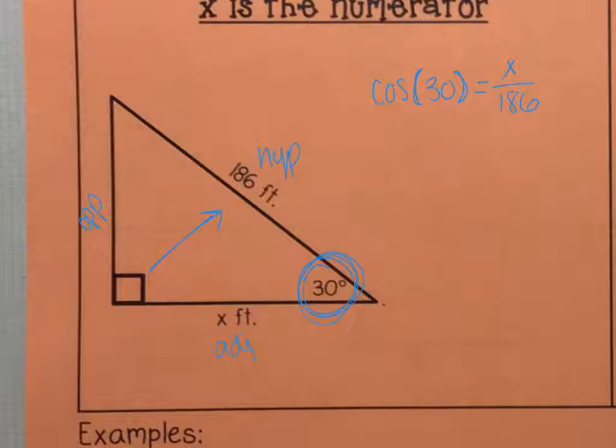All right. So my overall goal is to get x by itself because I've got to figure out what x is equal to, right? I need to actually figure out what that side measure is equal to. So right now, I have a fraction. My ratio is really a fraction. I need to get rid of the fraction, and the way to do that is to multiply by what's in the denominator. So what's in my denominator? Very good, 186. So I'm going to multiply both sides by 186.